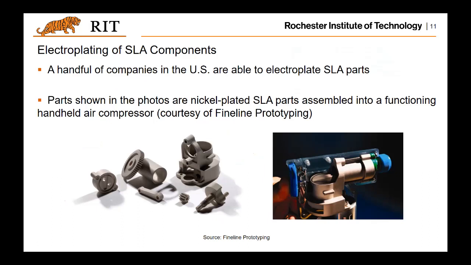Another post-processing for stereolithography is the electroplating process. What you could do is use this process to put a layer of metal on the surface of the built part from the stereolithography. As you can see here, there are some nice nickel plated SL parts. It functions as a handheld air compressor, which is shown in this figure, right?